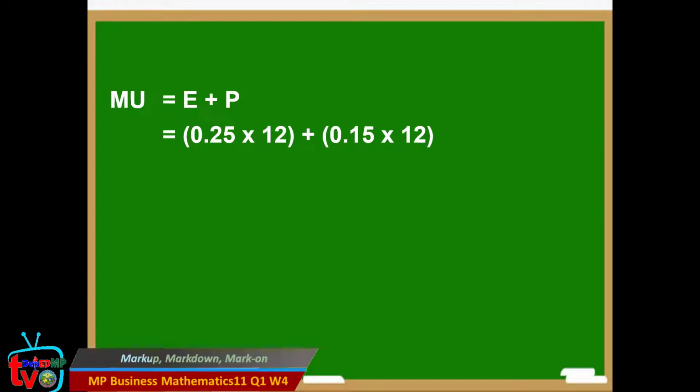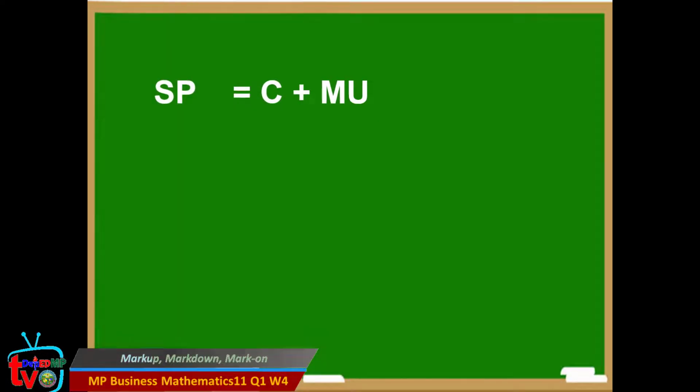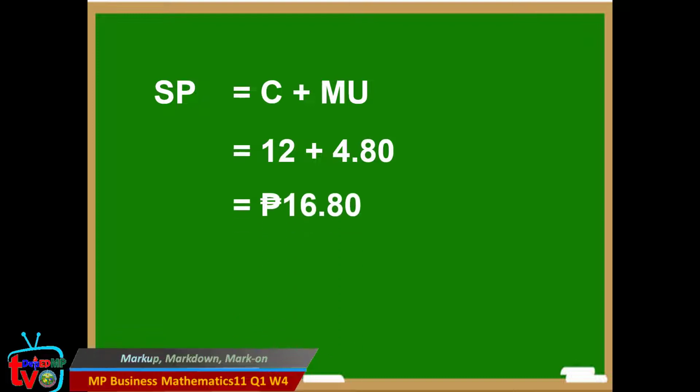For the expenses, it says here 0.25 or 25% of the cost plus the 15% of the cost for the profit to give us 3 plus 1.80. And that would give us a markup of 4 pesos and 80 cents. Now, what would be the selling price using the formula cost plus markup? The cost is 12 pesos plus the computed markup of 4 pesos and 80 cents to give us a selling price of 16 pesos and 80 cents.